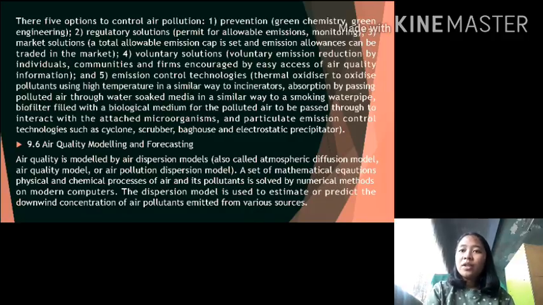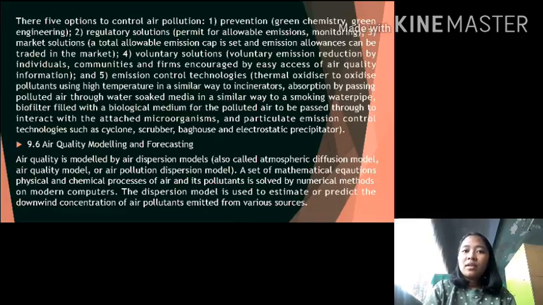And 5. Emission control technologies. Thermal oxidizer, to oxidize pollutant using high temperature in a similar way to incinerators. Absorption, by passing polluted air through water-soaked media in a similar way to a smoke water pipe. Biofilter, filled with a biological medium for the polluted air to be passed through to interact with the attached microorganisms. And particulate emission control technologies such as cyclone, scrubber, baghouse, and electrostatic precipitator.